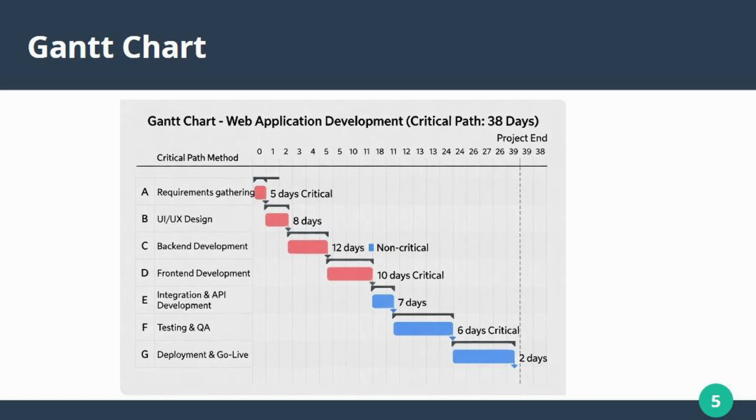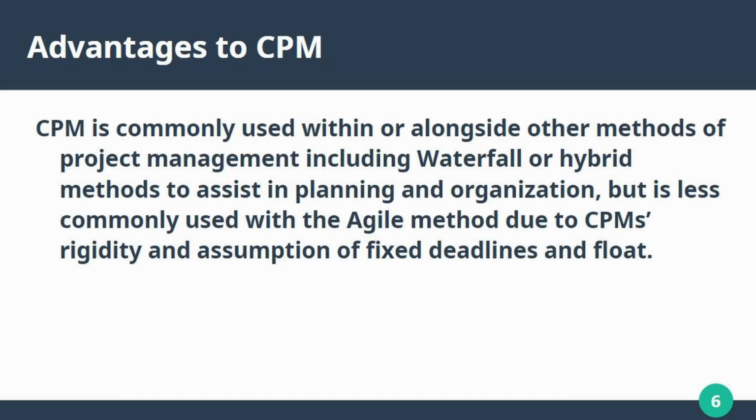And so next, we're going to briefly mention advantages and possible disadvantages of CPM. So CPM is commonly used within or alongside other methods of project management, including waterfall or hybrid methods to assist in planning an organization, but it's less commonly used with the agile method due to critical path method's rigidity and the assumption of fixed deadlines and float. So there's really not a lot of wiggle room, which may not work very well with certain methodologies.